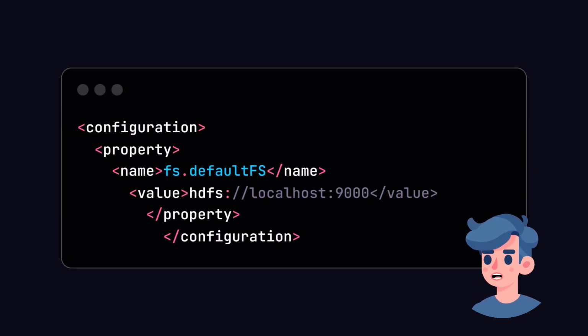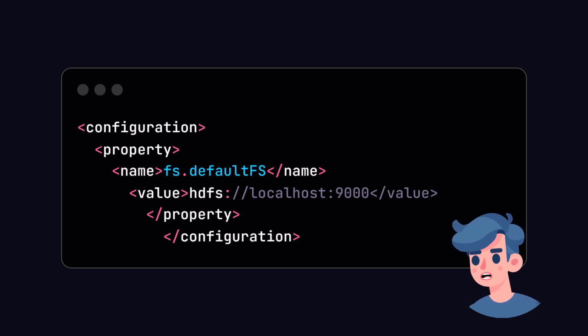Now we'll need to configure the core-site.xml file. This file contains general configuration settings. It should be located in the etc/hadoop/ directory as well. Open it and add the following properties.